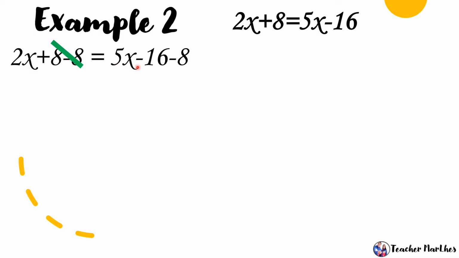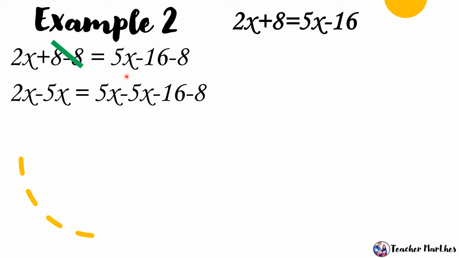So, next is yung 5x, kailangan kasama niya yung 2x. So, ililipat natin yung 5x dito sa left side using the subtraction property of equality. So, 2x minus 5x equals 5x minus 5x. So, we will cancel 5x. So, we have negative 3x because 2x minus 5x is equal to negative 3x.